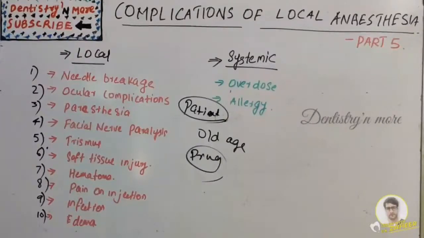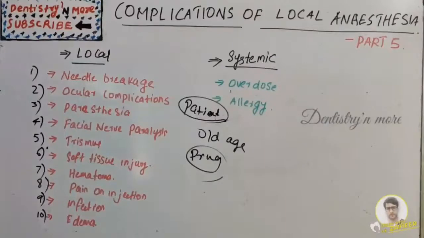The clinical manifestations will be apprehension, slurred speech, excitability, sweating, vomiting, failure to follow commands, and elevated blood pressure, heart rate and respiratory rate. There are chances of tonic-clonic seizure, CNS depression or myocardial depression, and cardiac arrest is also there.